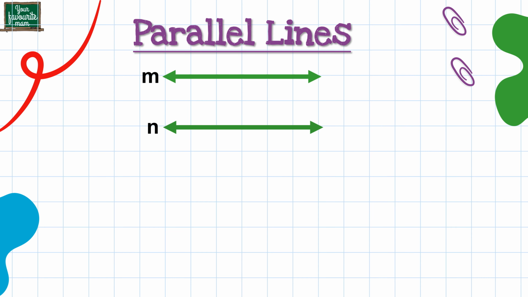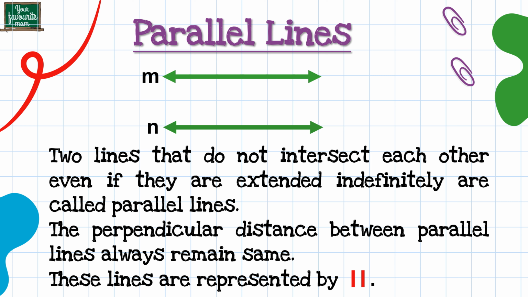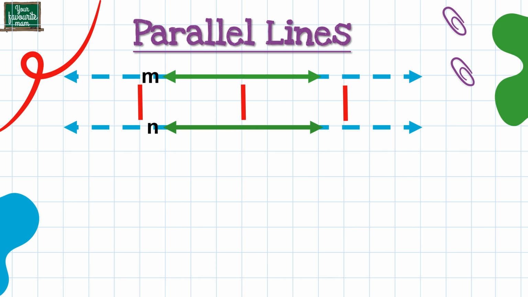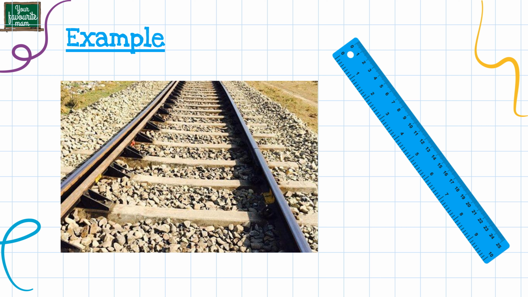So the next are parallel lines. Two lines that do not intersect each other even if they are extended indefinitely are called parallel lines. The perpendicular distance between these parallel lines always remains the same, and these lines are represented by the parallel sign. So the lines M and N are written like this with the parallel sign between them. So this means line M is parallel to line N. Examples of parallel lines that never meet are the lines on the railway tracks or the long edges of the ruler scale.